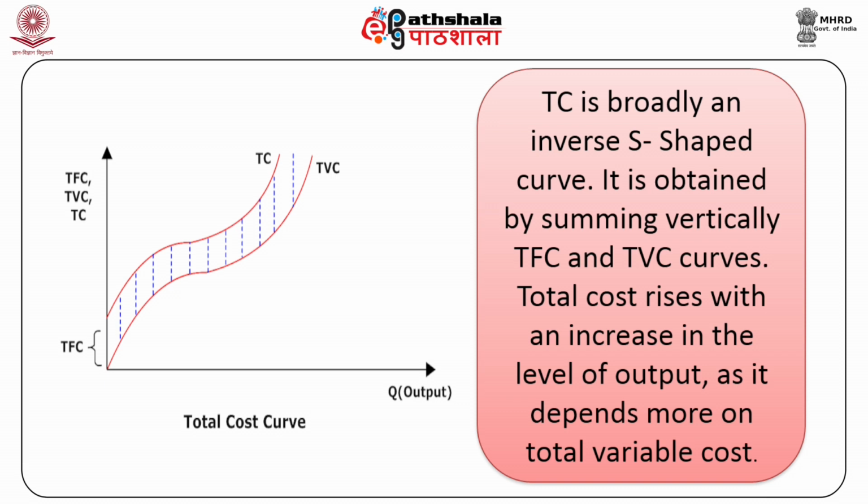So the blue line indicates that a fixed amount of total fixed cost is being added to the total variable cost and we arrive at the total cost. Therefore, on the y-axis we are measuring TFC, TVC and TC all in one, and on the x-axis obviously we have got output. So this is the derivation of the total cost curve. The total cost curve therefore is S-shaped.